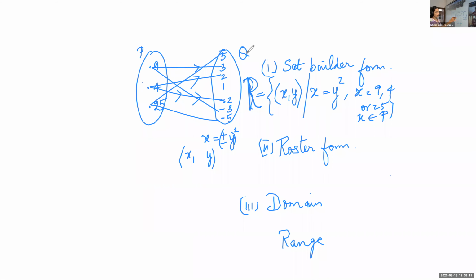Set of all ordered pairs (x, y), where the first element is the square of the second element, and the first element takes only three values, 9, 4 or 25. Is it clear? What she said is correct; this plus or minus is not needed.